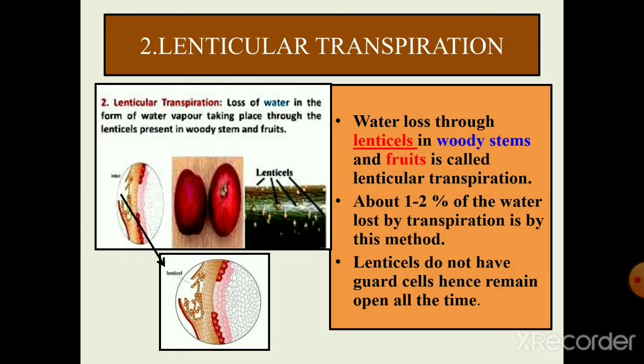Next we come to lenticular transpiration. Water lost through lenticels in woody stems and fruits is called lenticular transpiration. Actually, lenticels are present in the stem for the purpose of respiration, and water is lost through them. About 1 to 2% of the total water lost by transpiration is by this method. Lenticels do not have guard cells. You can see that they remain open all the time.